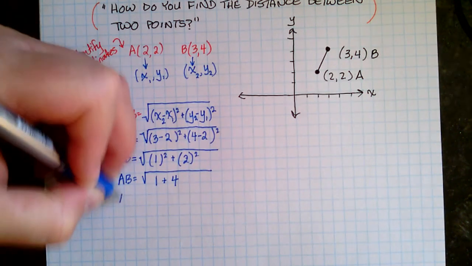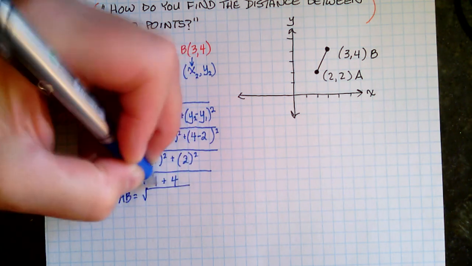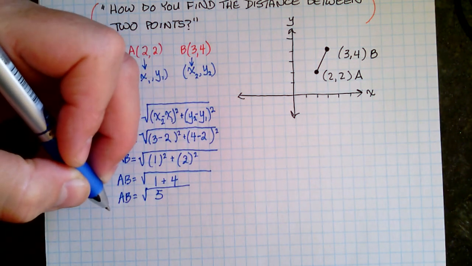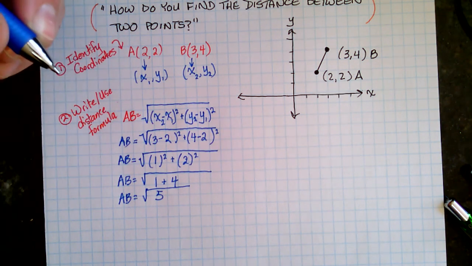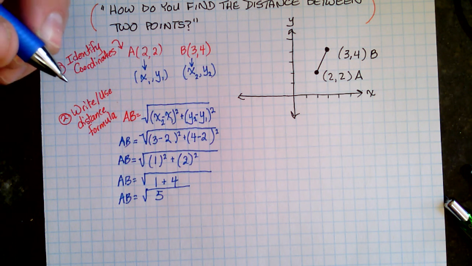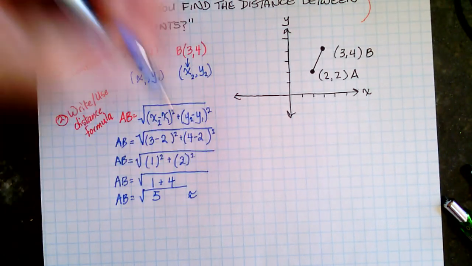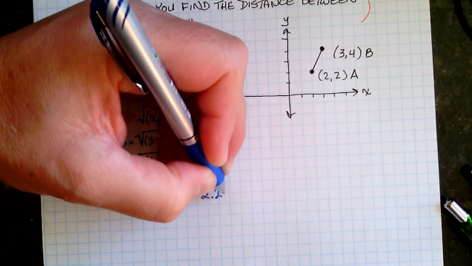Simplify underneath the root. 1 plus 4 is 5. So the distance from A to B is the square root of 5. If you simplify that into radical form, it stays as root 5. If you put it into decimal form, it is roughly 2.24.